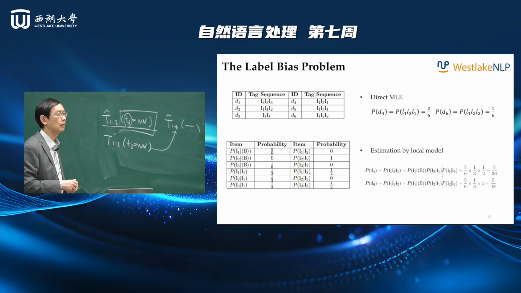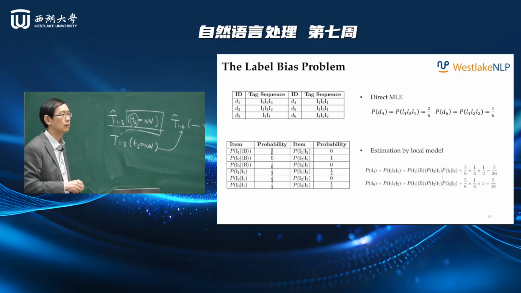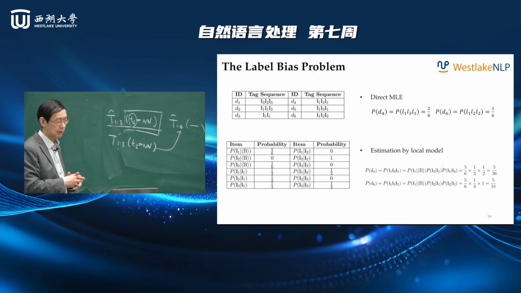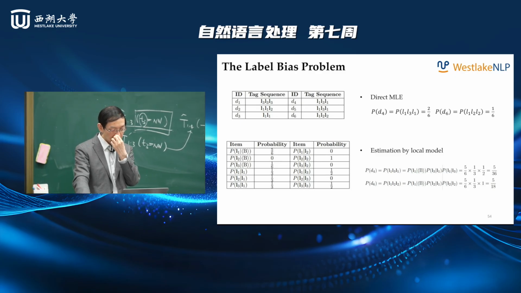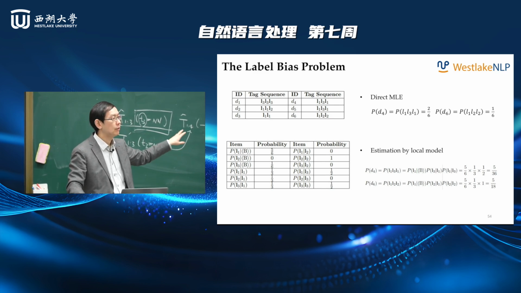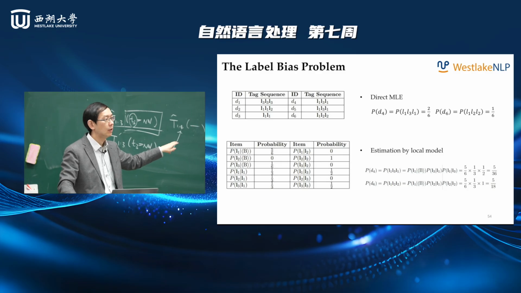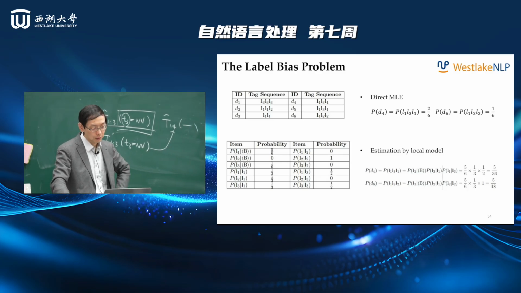3 times 3 plus 3, right? 12 parameter instances. Okay. Can we verify? Given B as the previous tag, okay? What's the probability of L1? You tell me. How do you calculate it?